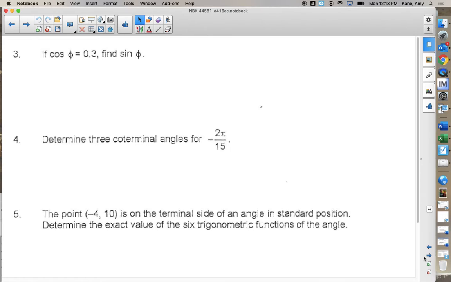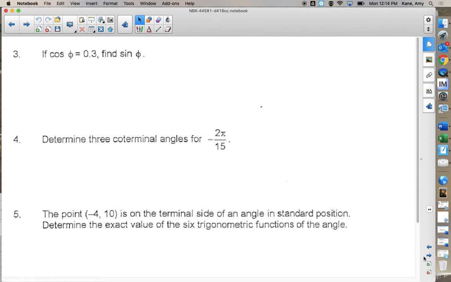So number 3 on the second page says the cosine, and then you have a little 0 with a line through it. That's the same thing as theta. That's a phi instead of a theta. Any angle, anything that's after the cosine, that just represents an angle. So it's like having an x and a y and a z. So we have the cosine of this angle is equal to 0.3, and it says to find the sine.